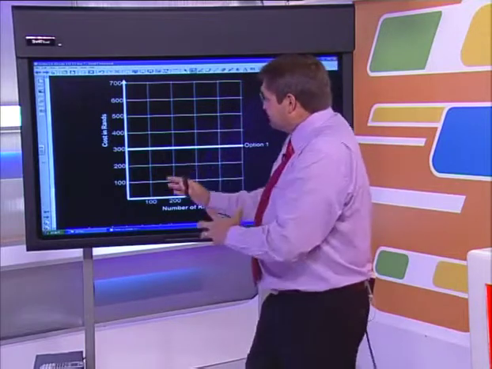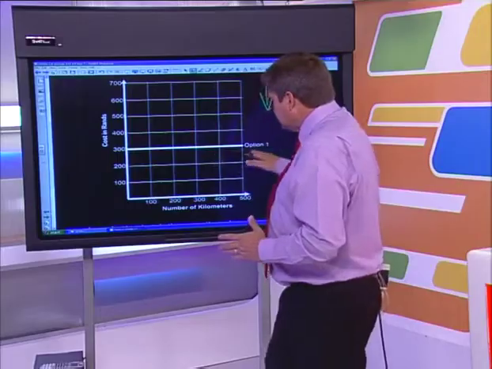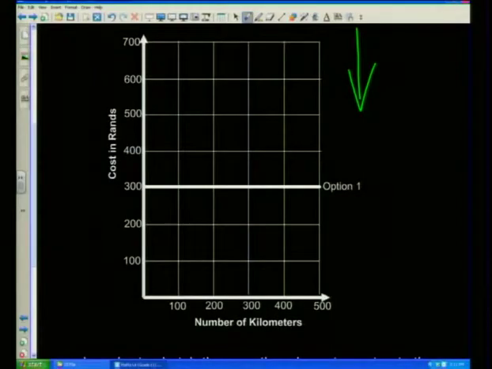Now, he's drawn a graph already. Here's the graph. Can you see it? It's a darker white line. In other words, he's saying if I travel no kilometers at all, it's going to cost me 300 Rand. If I travel 100 kilometers, it's going to cost me 300 Rand. If I travel 400 kilometers, it's going to cost me 300 Rand. Okay, this is an interesting one. According to this graph, if I travel no kilometers at all, it's also going to cost me 300 Rand.